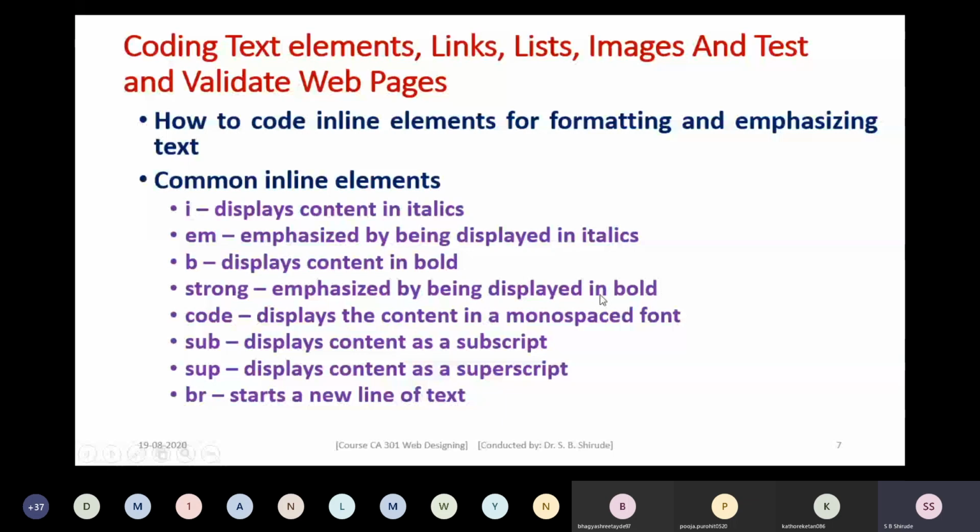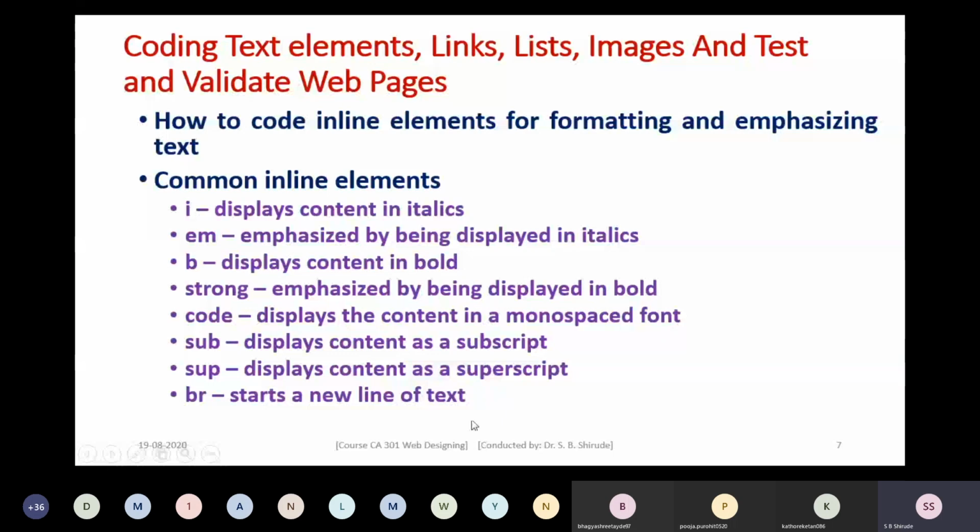Then code. Code is an element that you can use as an inline element. It displays the content in a monospaced font. Normally, whenever some code is written as an example in a book or on a web page, it is displayed in a monospaced font, so you can include it in the code element. Then we have the sub element. If you want to display something as a subscript, as in H2O, that 2 is a subscript of H.